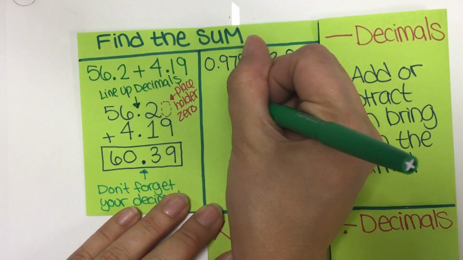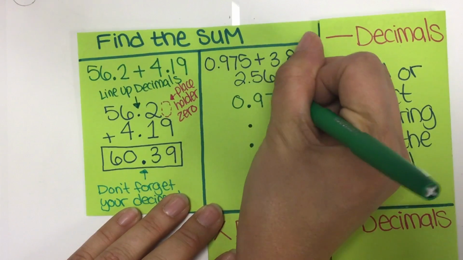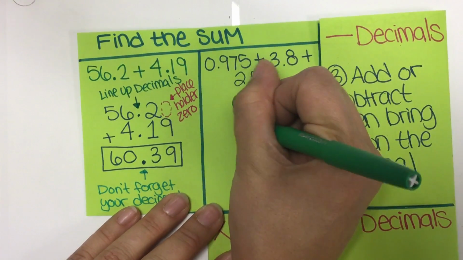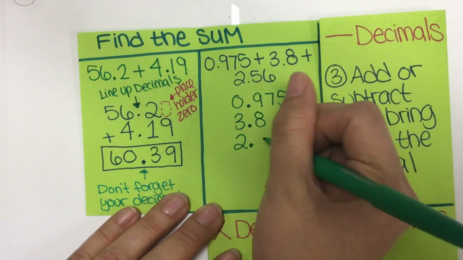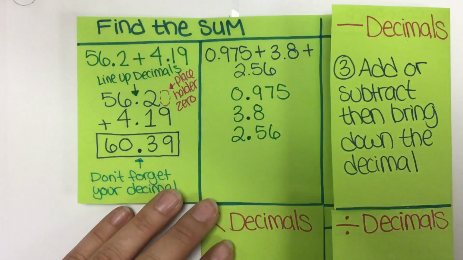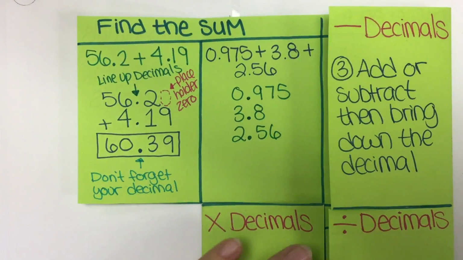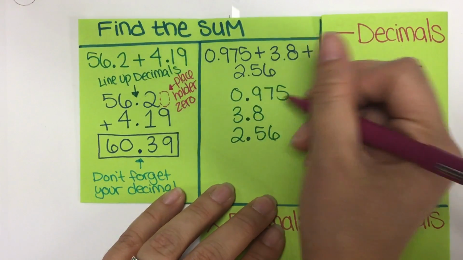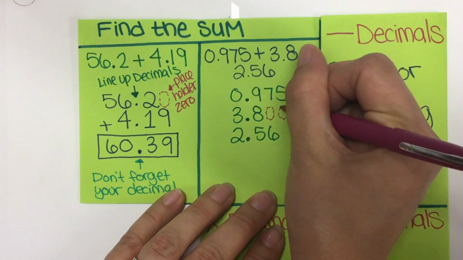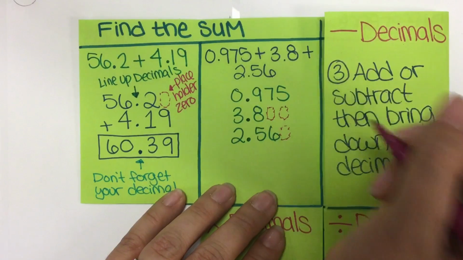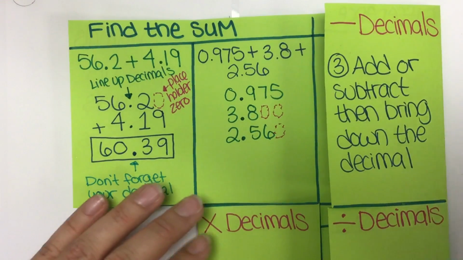So the first one I have 0 and 975 thousandths. Then I have 3 and 8/10. All my tenths need to be lined up. All my ones need to be lined up. 2 and 56 hundredths. Now, I don't want to get lost in these numbers and where their place values are. So I'm going to go ahead and say if my top number is to the thousandths, I'm going to make all of these go to the thousandths so I can stay lined up.